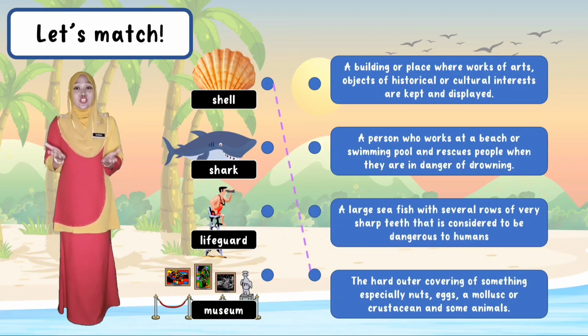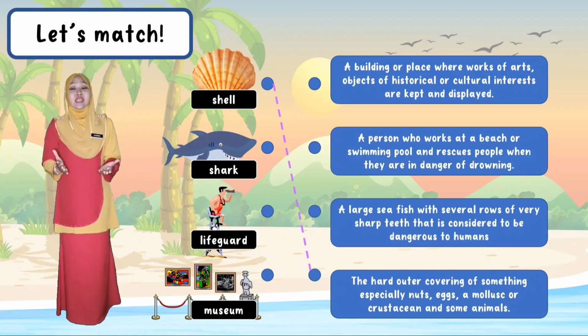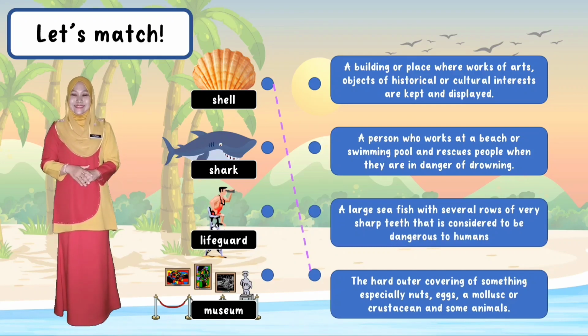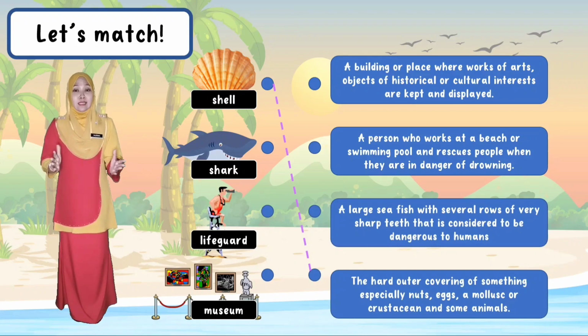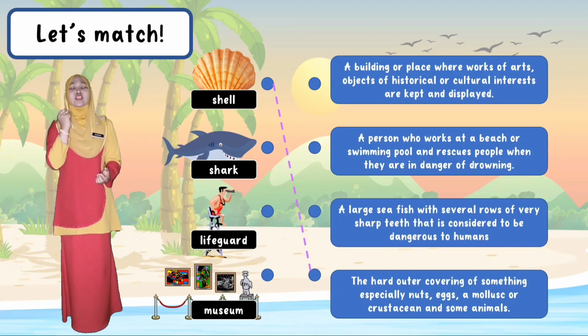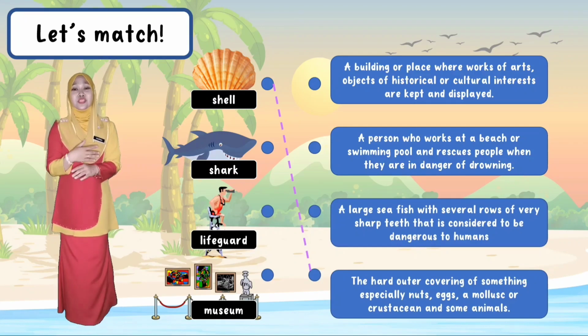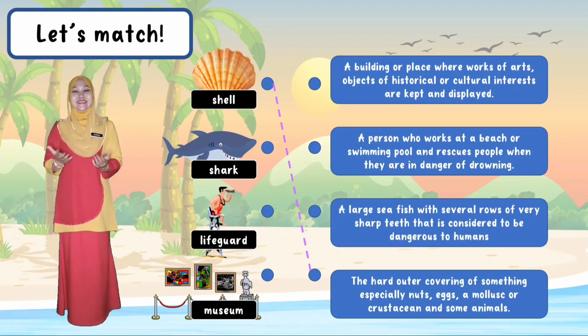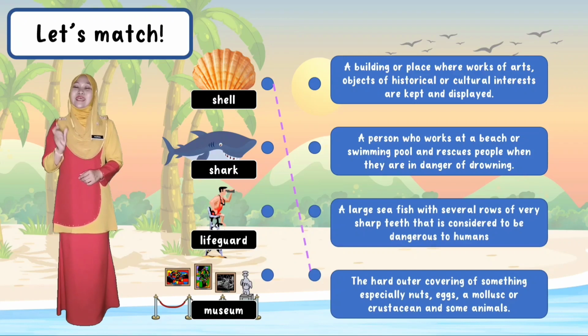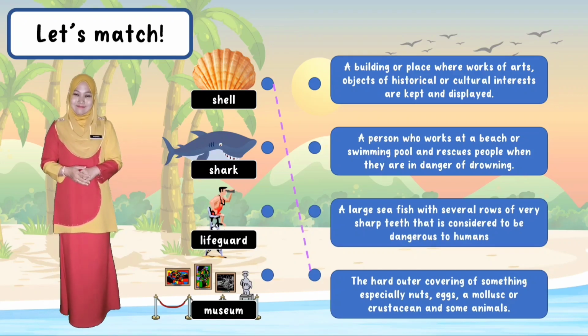How about shark? What is the meaning of shark? Shark is a large sea fish with several rows of very sharp teeth that is considered to be dangerous to humans. So, we match the word shark to the correct meaning and to the correct picture.